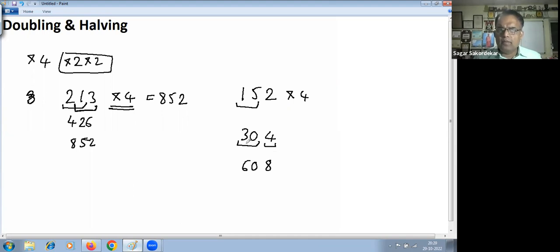Okay. So if you want to multiply by 8, then you have to double it three times. Multiplying by 8 is doubling three times. Okay. Same way you can use it for dividing by 4, dividing by 8. So let's take an example there.